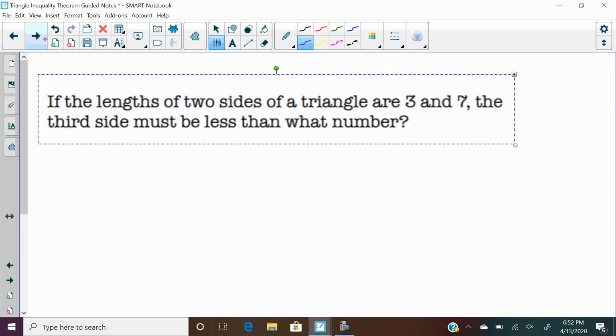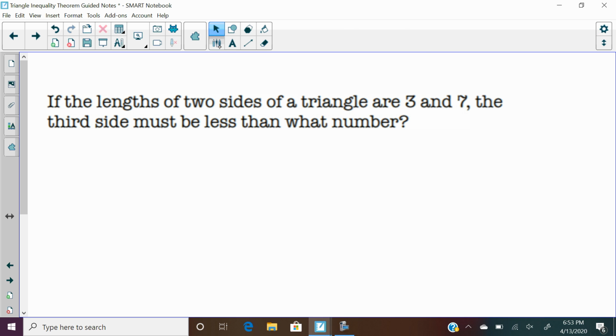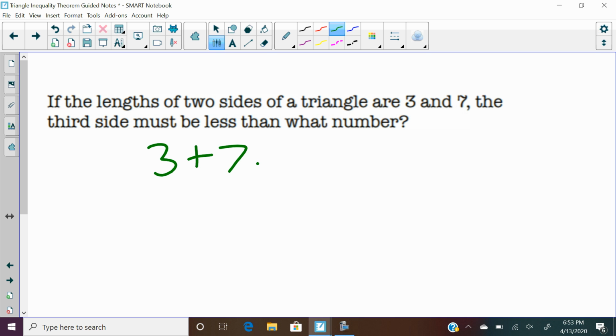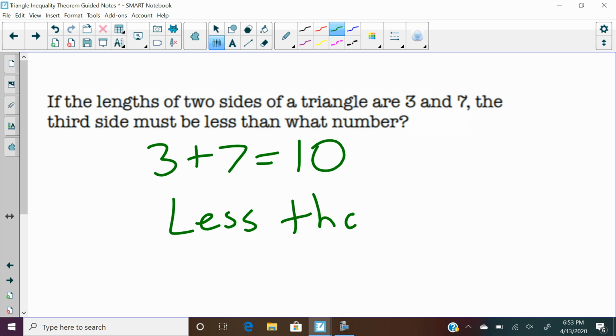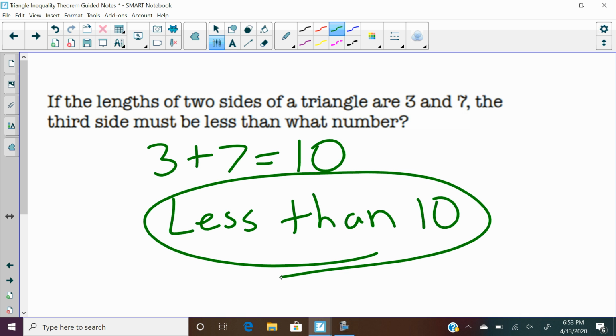Next example says, if the lengths of two sides of a triangle are 3 and 7, the third side must be less than what number? So we're going to add them together. So we do 3 plus 7 is 10. So the third side must be less than 10 in order to make a triangle.